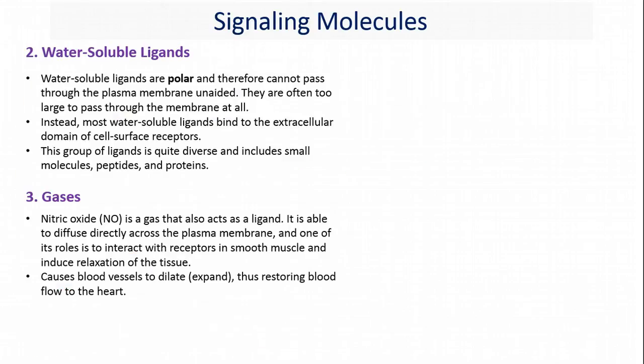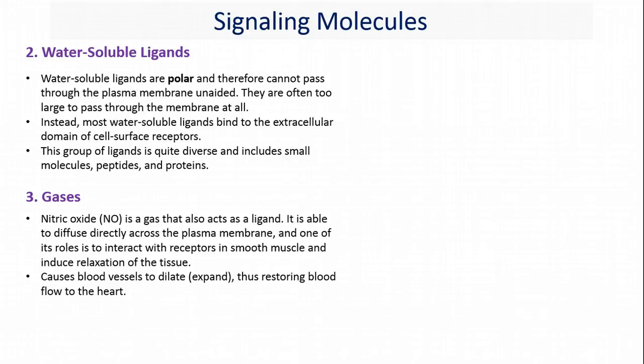The second type is water-soluble ligands. So these are water-soluble, which means they're polar, and they're often large, so they are not going to pass through the cell membrane without some help. So these guys usually bind to our cell surface receptors on the extracellular domain and then have the signal transduced to the inside of the cell. This is a very wide and diverse group of ligands. These include small molecules, peptides, and proteins.